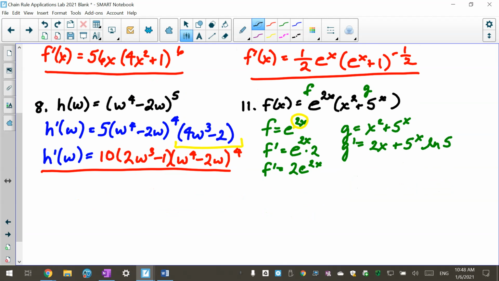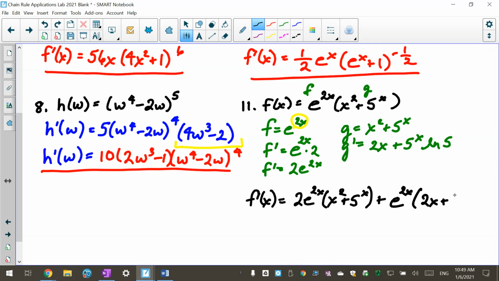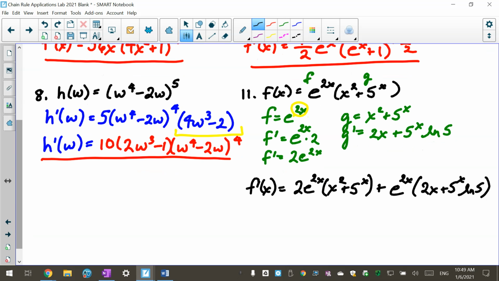Okay, so I'm going to change the color here. So I've got f prime of x equal to f prime g, so I've got 2e to the 2x times x squared plus 5 to the x, plus f g prime. So I have e to the 2x times 2x plus 5 to the x ln 5. Okay, so that's not really that pretty, but it's not bad.